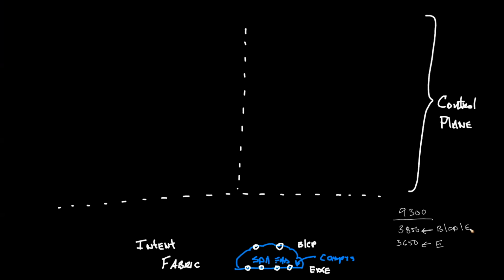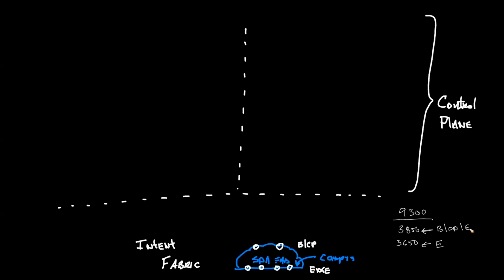But like I was saying, a 3850 can be a border node. It can be a control plane node. It can be a control plane border node simultaneously. It can be an edge node. So it's everything that you need. It just cannot do Fabric in a Box where you're running all of those functions and features on the same device.